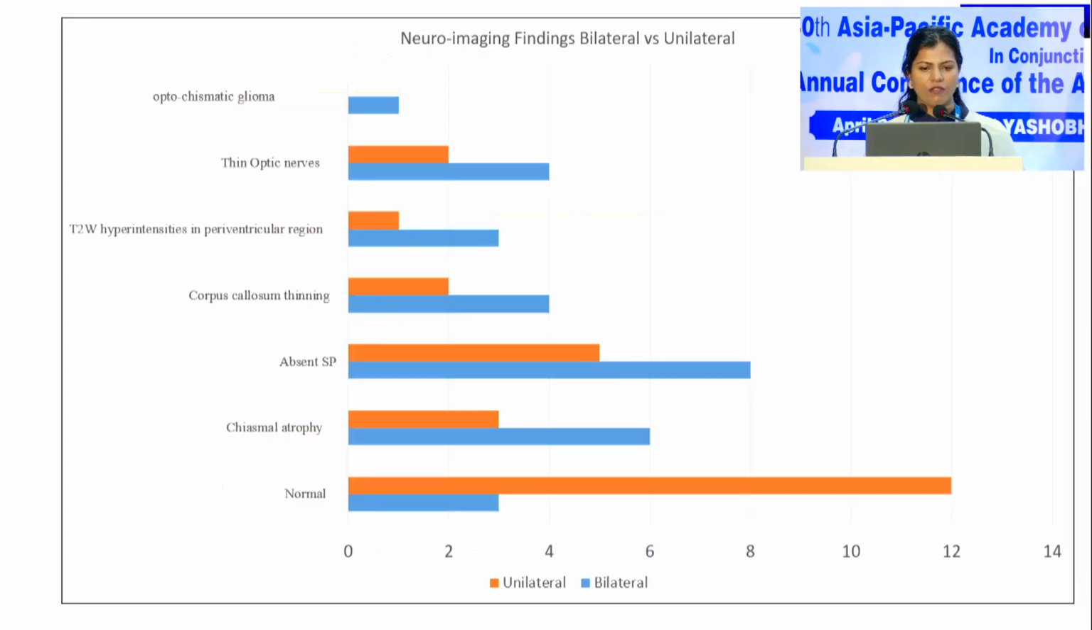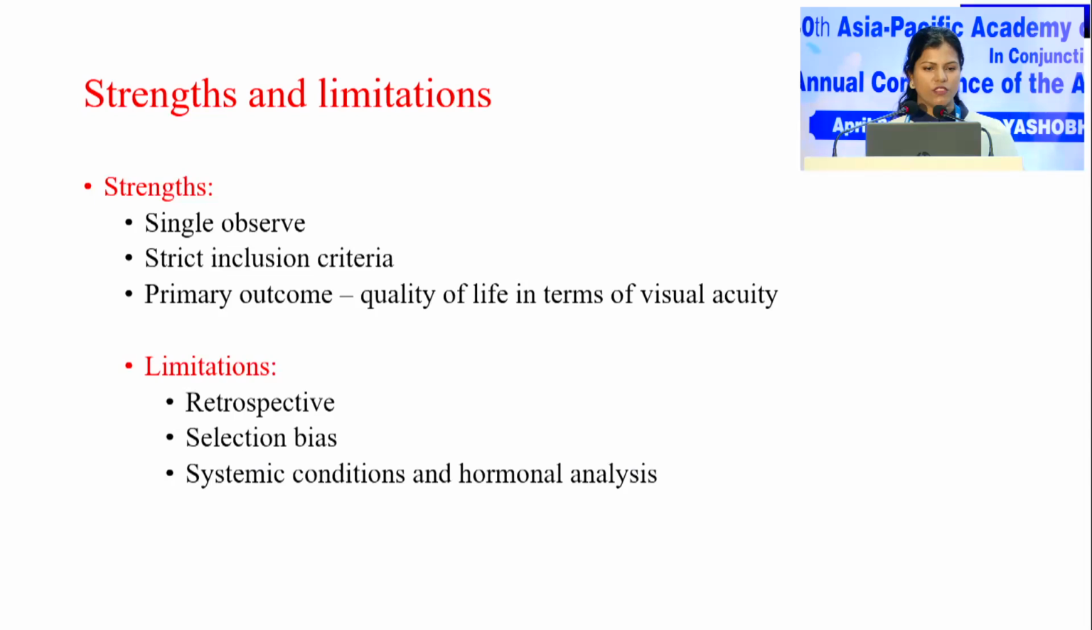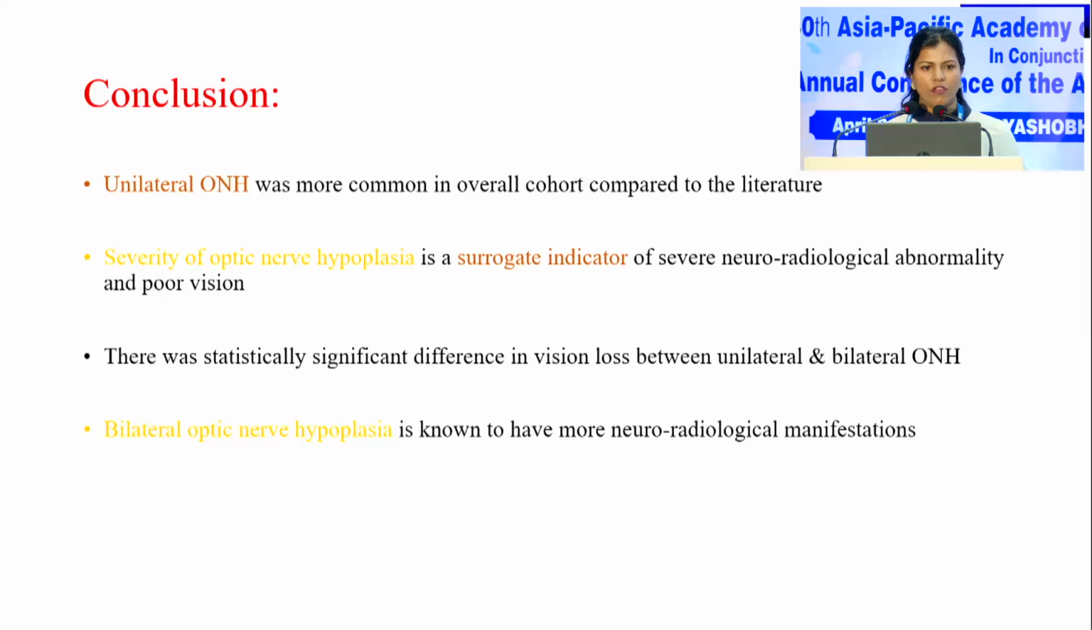Same thing was happening with bilateral as well, where the common finding in imaging was noted as chiasmal optic atrophy and absent septum pellucidum. Multivariate analysis showed that there was a significant relation between the disc distance and midline anomalies with severe vision loss. The strength of the study was a single observer, and it being retrospective was a main limitation of the study. We found that unilateral optic nerve hypoplasia was more common.